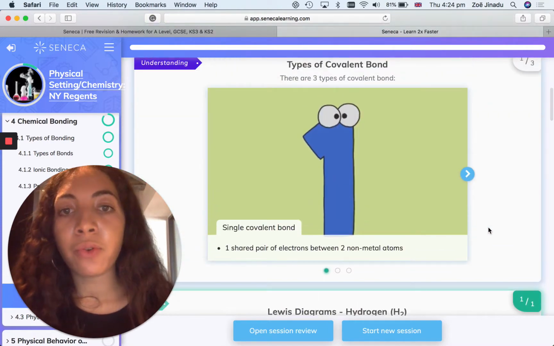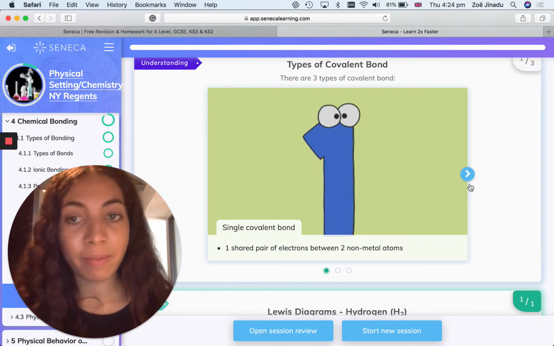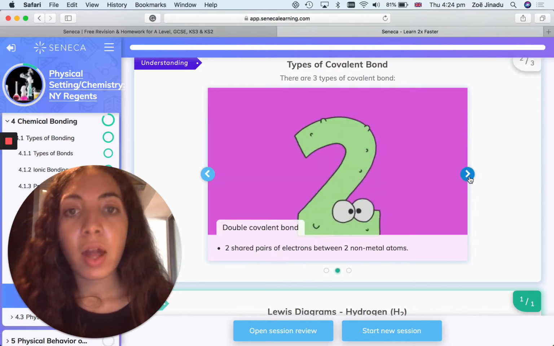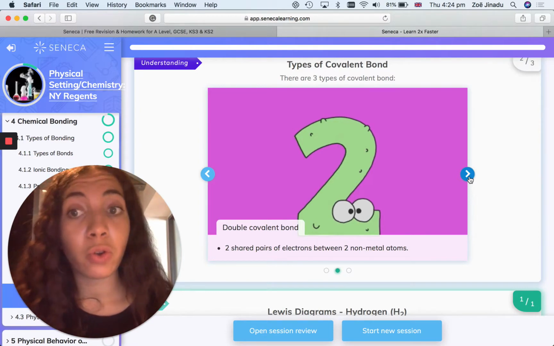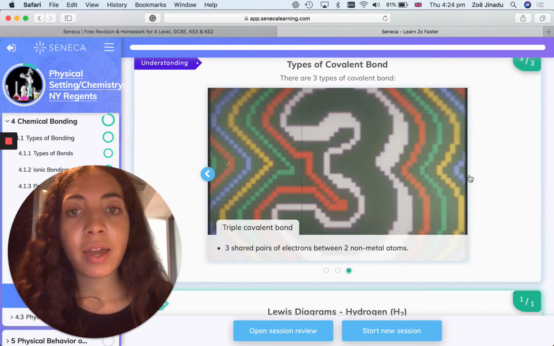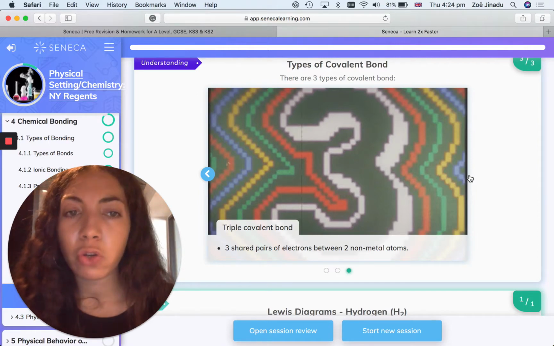So, a single covalent bond has 1 shared pair of electrons between 2 non-metal atoms. A double covalent bond has 2 shared pairs of electrons between 2 non-metal atoms. And a triple covalent bond has 3 shared pairs of electrons between 2 non-metal atoms.